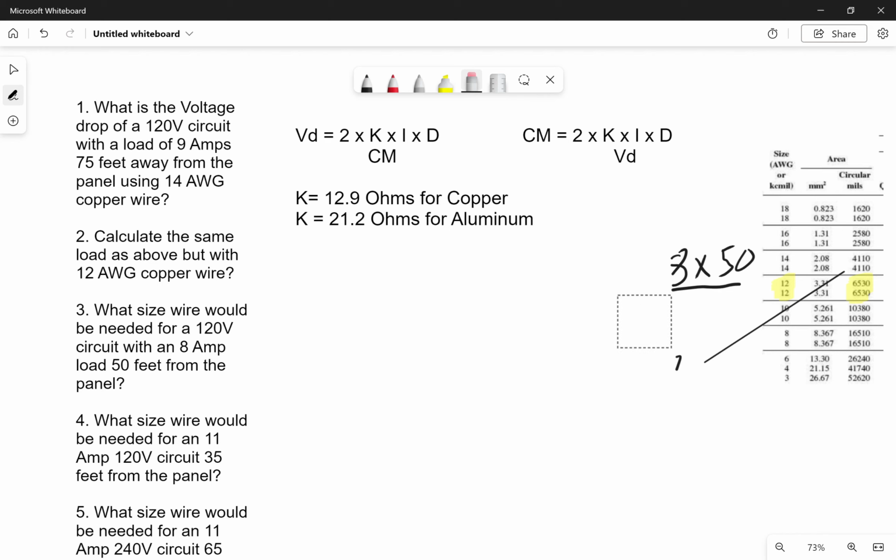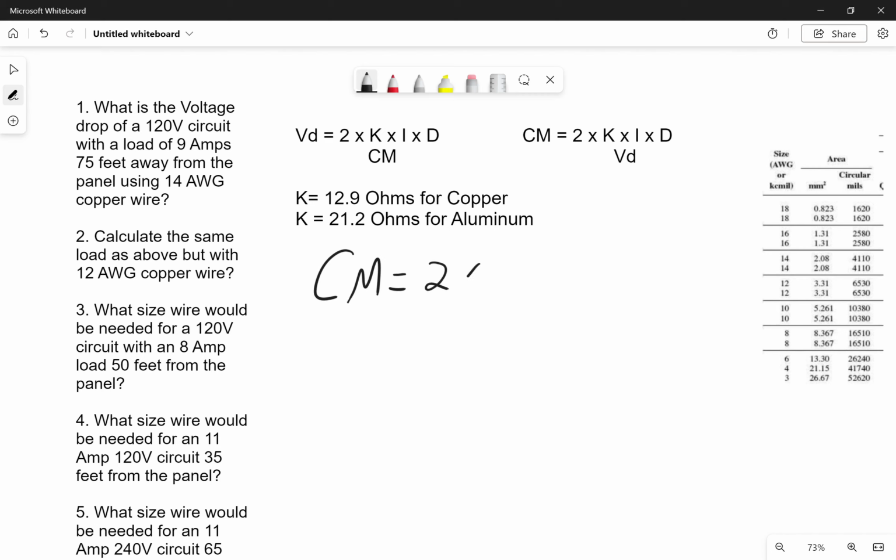All right, so let's look at number 4 here. What size wire would be needed for an 11 amp 120 volt circuit 35 feet from the panel? Once again, it's asking for wire size, so we're going to use our circular mills formula.